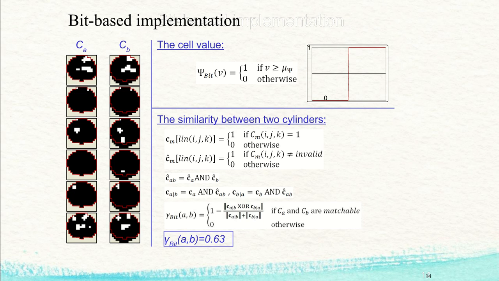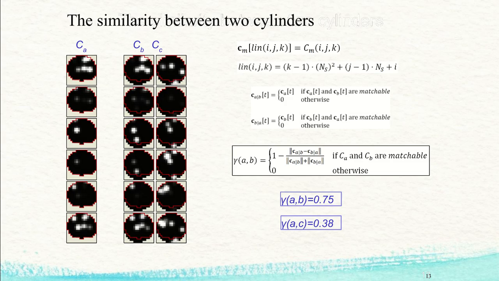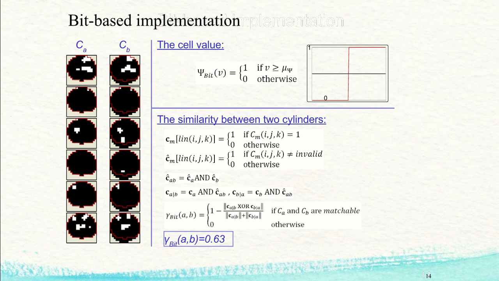We have also talked about how we can say that two cylinders whose similarity we are going to compare are always comparable. Now in this case gamma AB bit is 0.6. In the last case we saw gamma AB was 0.7, but here it is 0.6. It's because we are not getting a value between 0 and 1, we are getting only 0 or 1, so it's obvious that the similarity is less than what we got previously. So moving to the next slide.